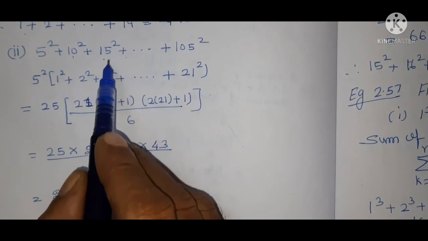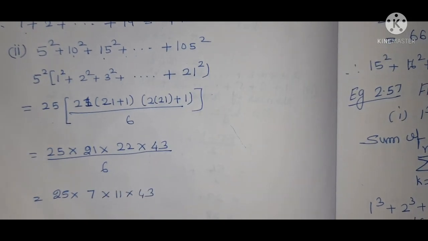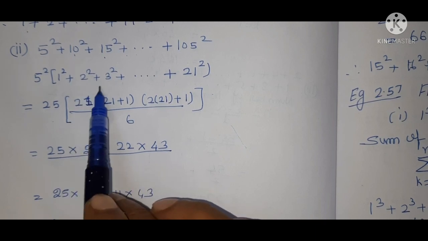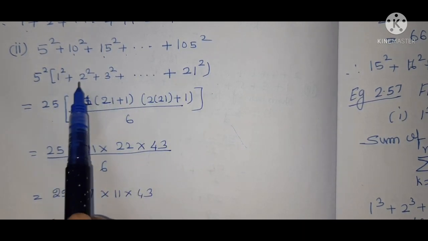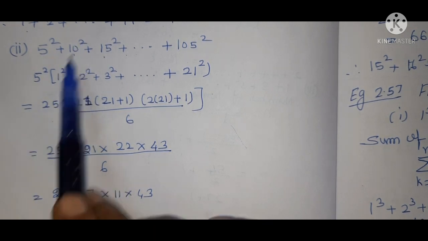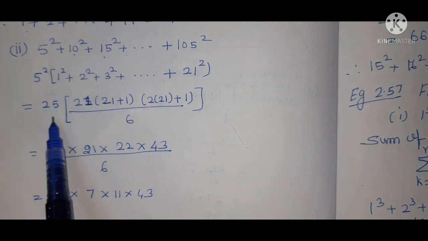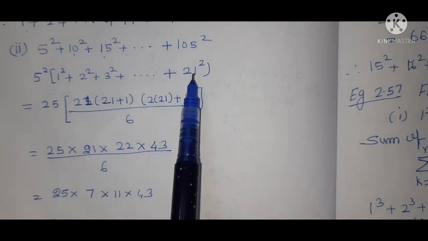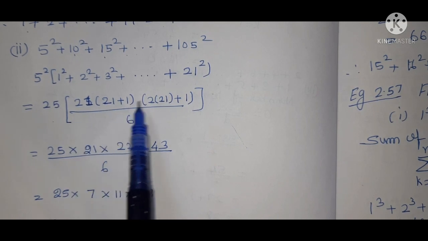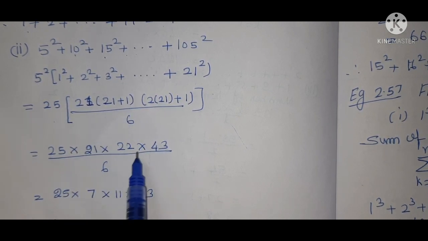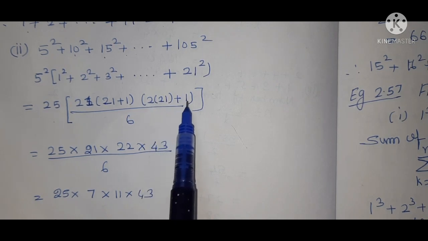Second sum, 5 square plus 10 square plus 15 square and so on plus 105 square. Here given the sum of the squares of multiples of 5. We take 5 square out: 5 square into 1 square plus 2 square plus 3 square and so on plus 21 square. 10 square is 100: 5 square is 25, 2 square is 4, 25 into 4 is 100. 5 square is 25, 21 is the number of terms n. 21 into 21 plus 1 into 2 into 21 plus 1 by 6. 25 into 21 plus 21 into 21 plus 1 is 22, into 2 into 21 is 42, 42 plus 1 is 43, by 6.